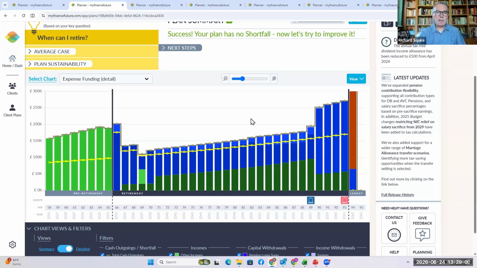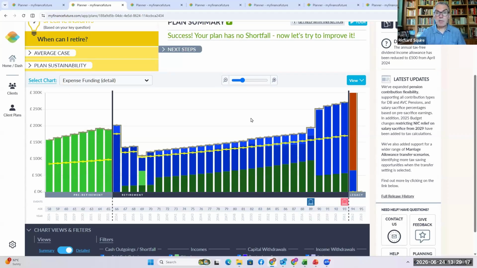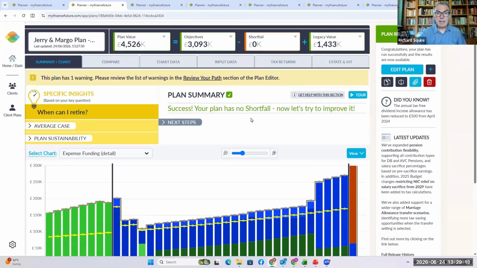So if, as part of the optimization process, we can find ways to mitigate that, maybe by retaining more in ISAs to the back end, so Margot's got another source of income that doesn't rely on pension withdrawals, we can help to reduce that. So it's worth noting that. One thing I'll point out now is the KPIs. So I mentioned these before, and one of the things to look at that we're going to use as we go through this optimization is the legacy value here.